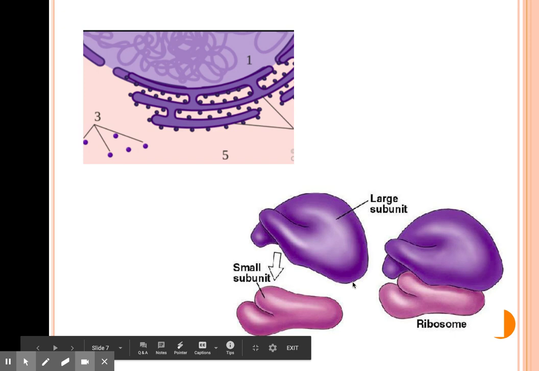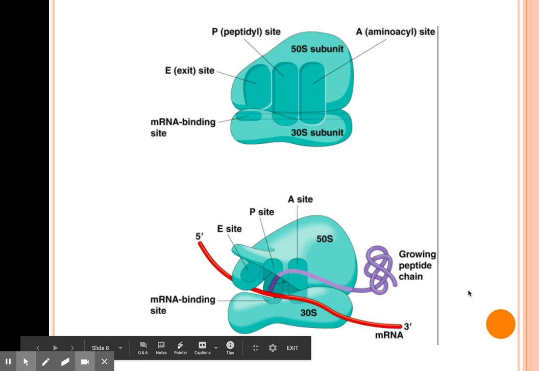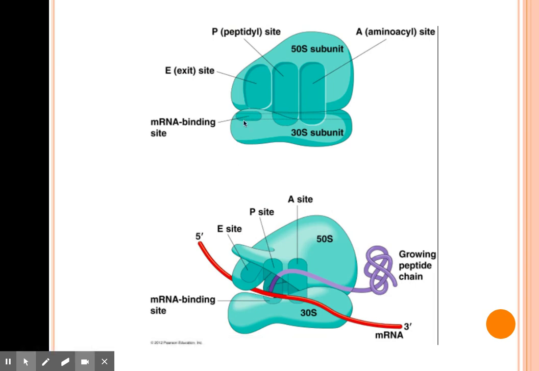But when it is time, when an mRNA comes out of the nucleus, okay, so it's going to come out of one of these pores out into the cytosol, the 2 subunits are going to come together, and they're going to clamp around that mRNA. The mRNA is here in red. They're going to clamp around it. There's a binding site on the small subunit, and that's going to hold the mRNA in place.